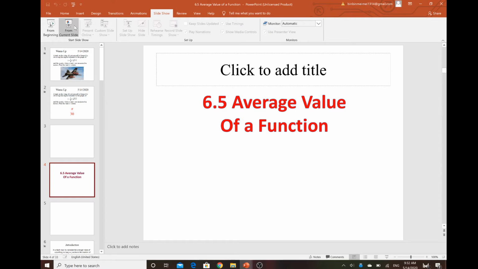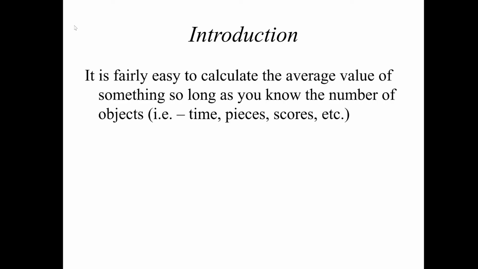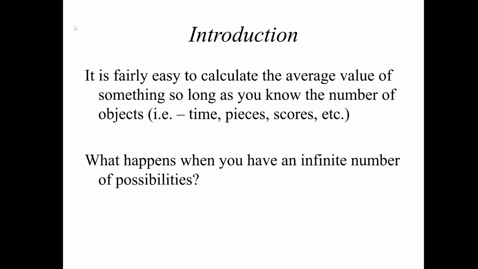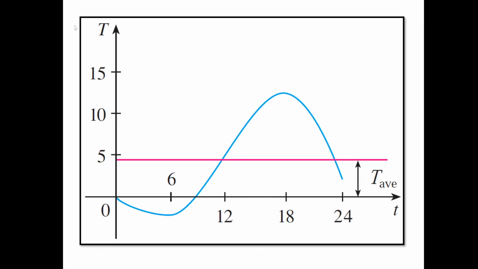Okay, now let's take a look at 6.5, the average value of a function. Anytime you want to find the average value of something, such as time, prices, or scores, and so on. So what happens when you have an infinite number of possibilities? For instance, finding the average temperature. Let's say you want to find the average temperature over a certain time period on the graph.